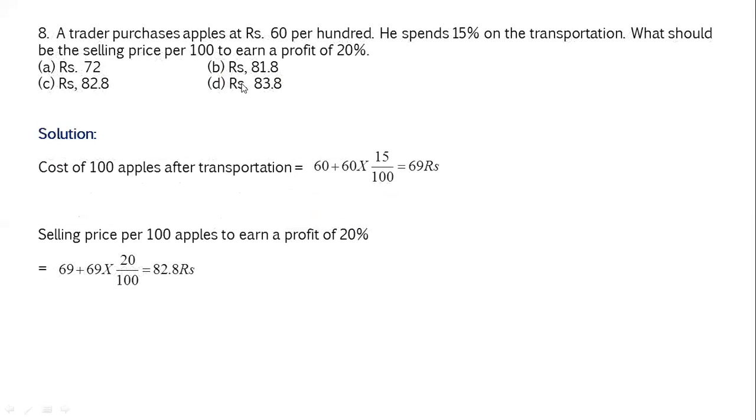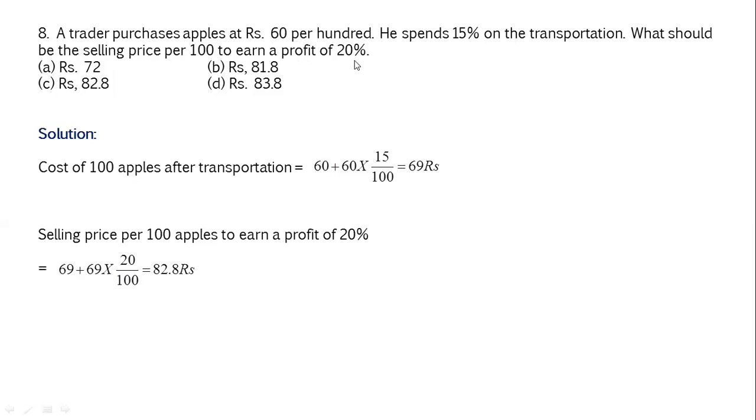Next, now a trader purchases apples at rupees 60 per 100. He spends 15% on the transportation. What should be the selling price per 100 to earn a profit of 20%?